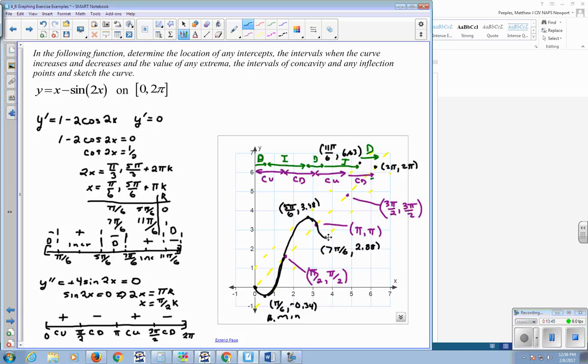Then it starts increasing in a concave up manner all the way up to 3 pi over 2, and from 3 pi over 2 all the way up to 11 pi over 6, it's still increasing and concave down till that point where it becomes decreasing concave down. So there we go. This is a picture of what our graph should look like on this interval from 0 to 2 pi.